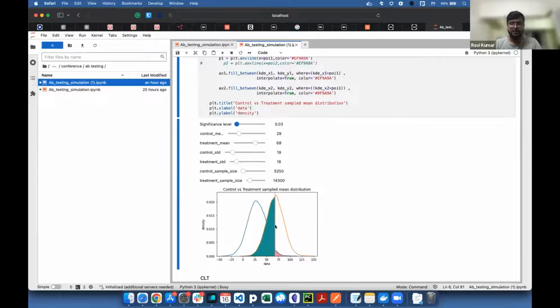So if you see here, this is the part where we call it a type 2 error. And this becomes a type 1 error. If you see the mean here, which is greater than the statistical significance, we can accept the alternative hypothesis and reject the null hypothesis. Okay.